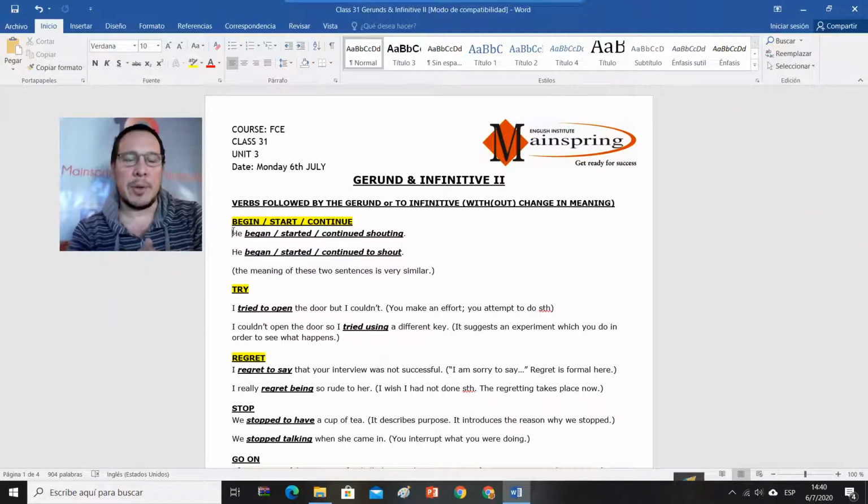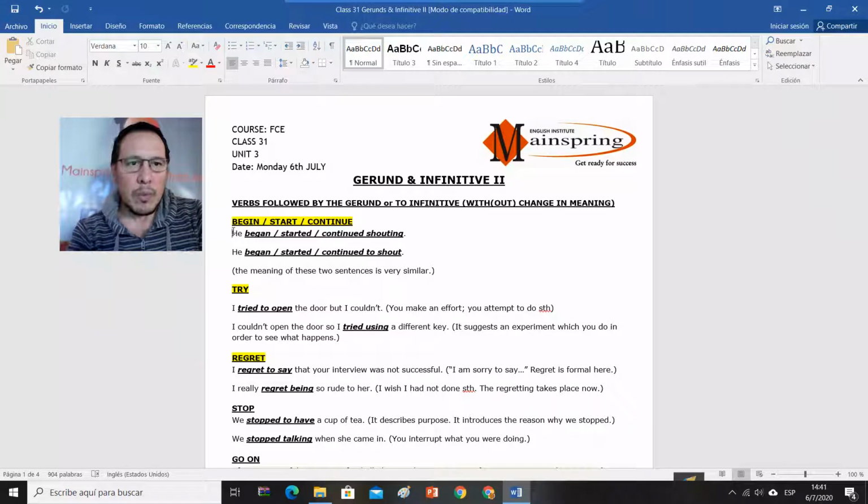Look at the two examples. He began, he started, or he continued shouting, or he began, he started, he continued to shout. As you can see in the explanation there, the meaning of these two sentences is very, very similar. So in this case, you can use either option and there will be no problem at all.